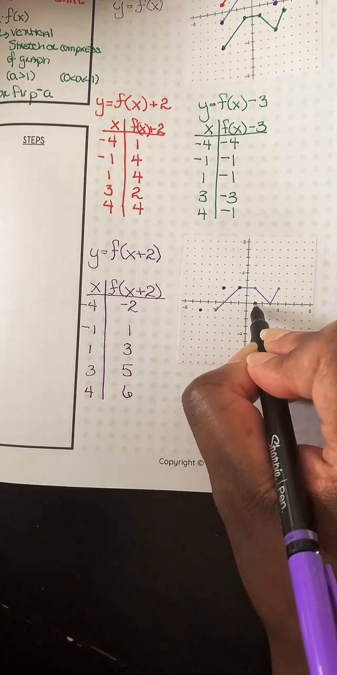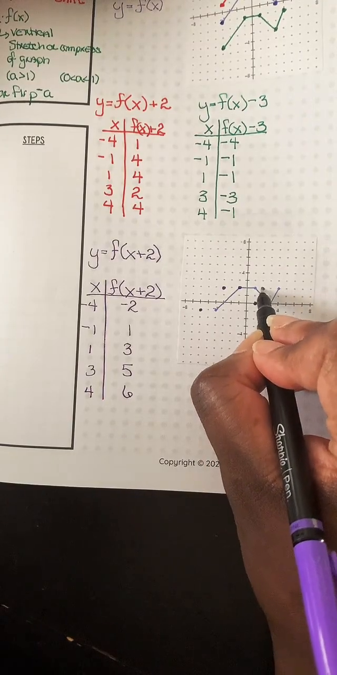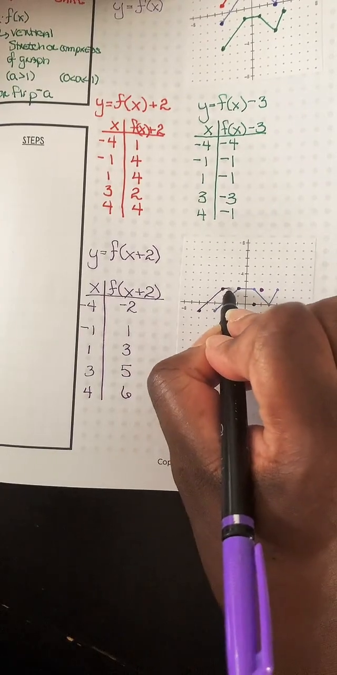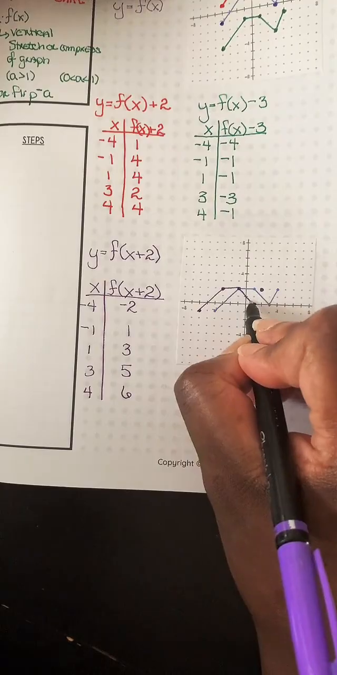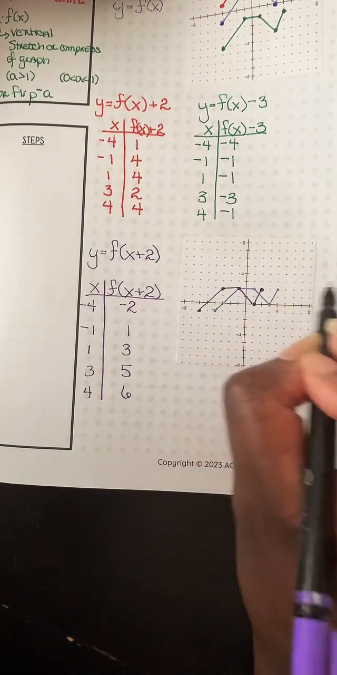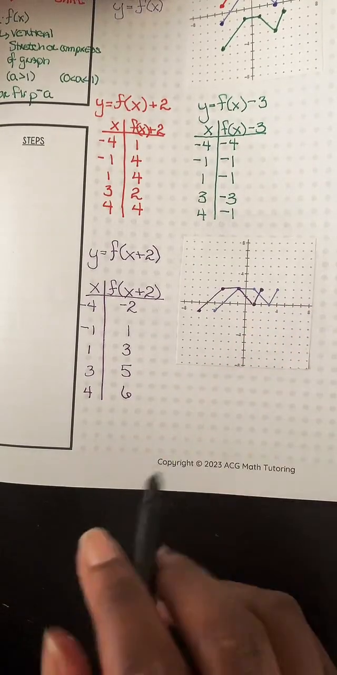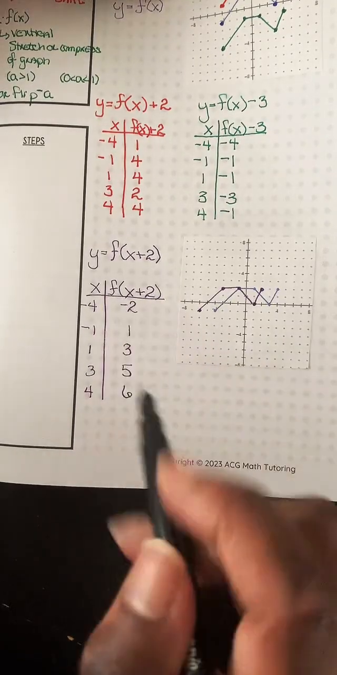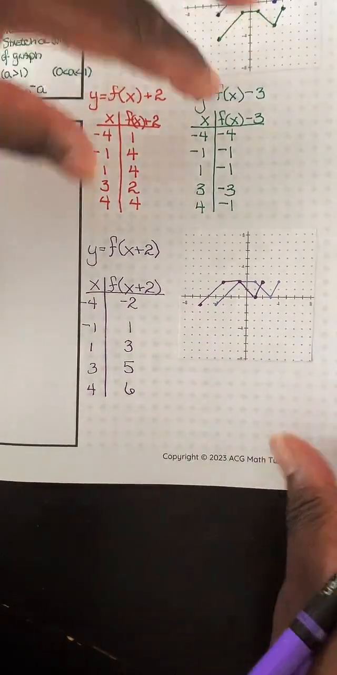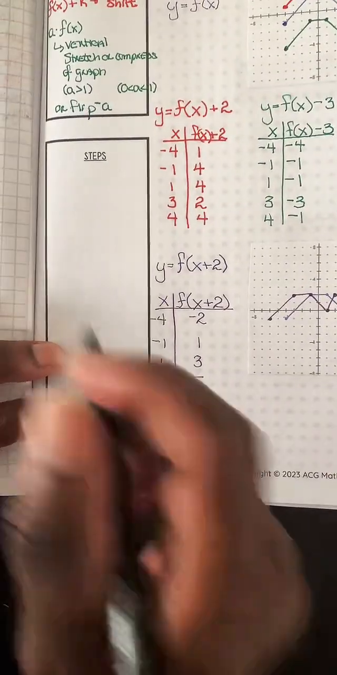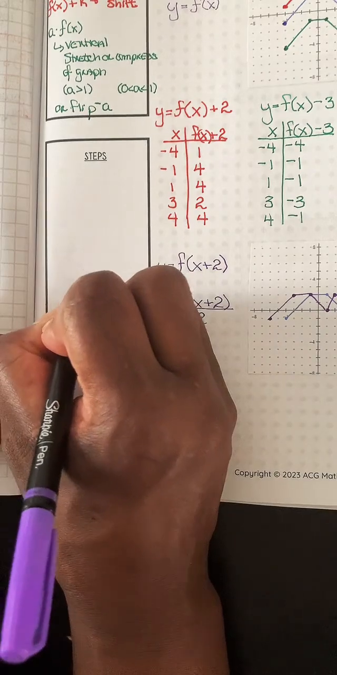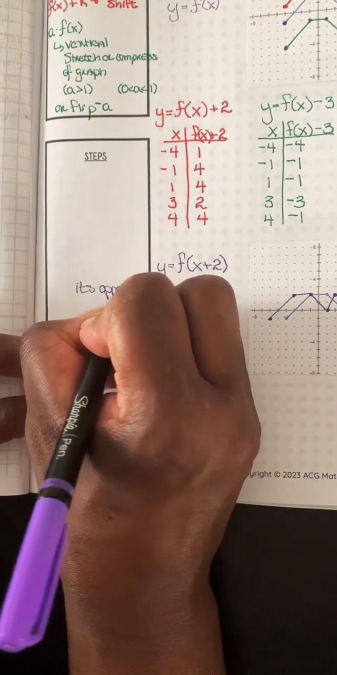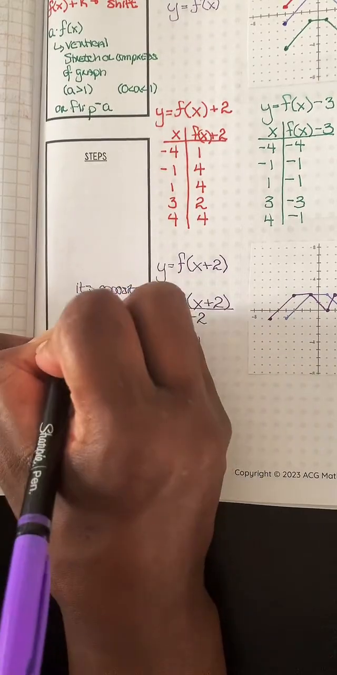1, 2. Yeah, because my ordered pairs is not reflecting that. Because I just remember anytime it's inside the parenthesis, let me write this off to the side. It's opposite what you see.